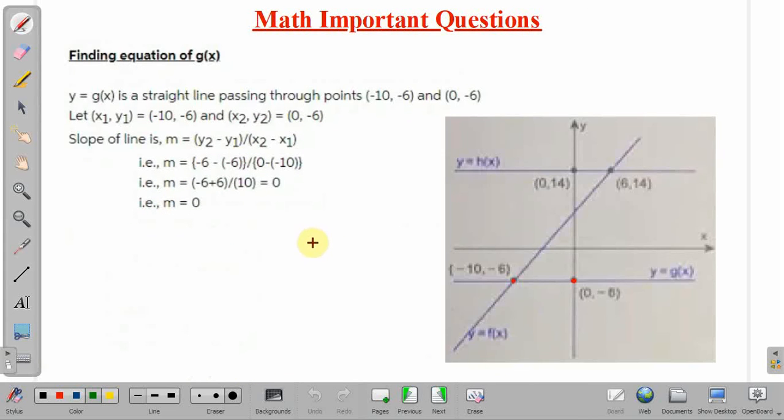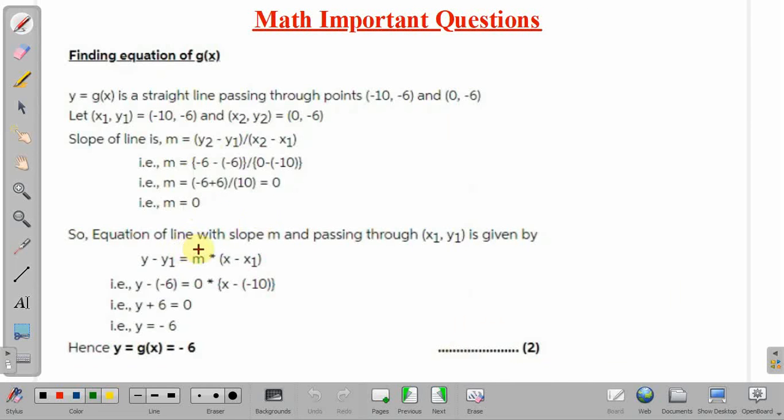Then we will find the second equation, that is y equal to g(x). y equal to g(x) is a straight line passing through 2 points, that is (-10, -6) and the second point (0, -6). The slope is given by m equal to (y2 minus y1) divided by (x2 minus x1), where (x1, y1) equal to (-10, -6) and (x2, y2) equal to (0, -6). Substituting these values, the slope is equal to 0. Slope equal to 0 means the line will be horizontal, parallel to the x-axis.